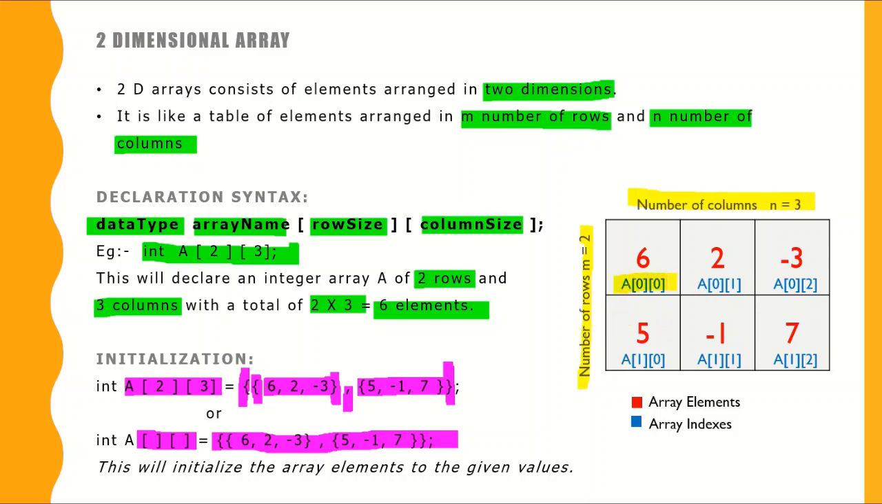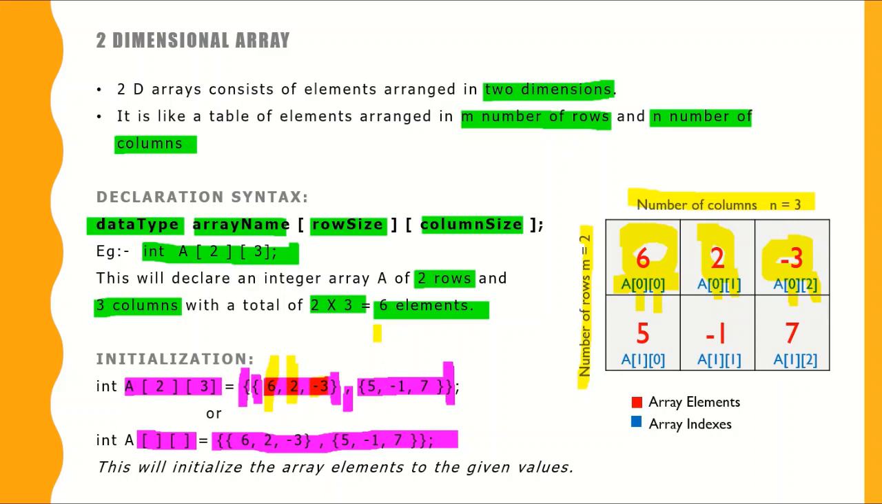A[0][0] corresponds to the 0th row and 0th column. Row is written first, then column. So A[0][0] is the first element, 6. The second element, 2, is in the 0th row and first column. The third element, minus 3, is in the 0th row and second column.